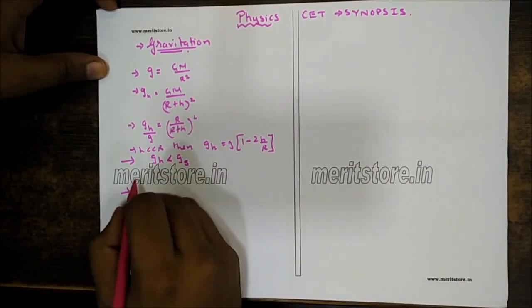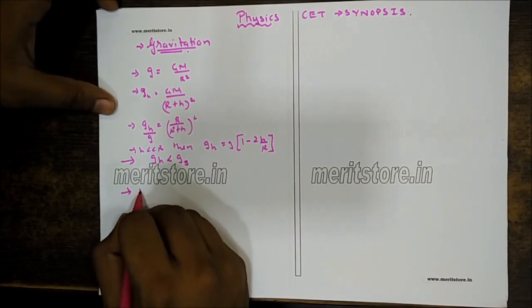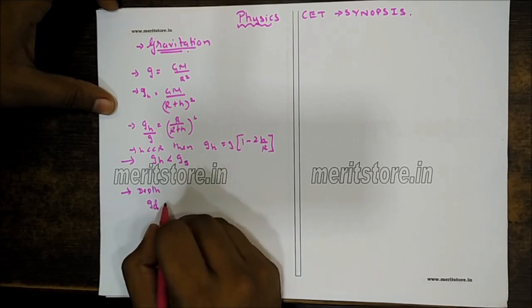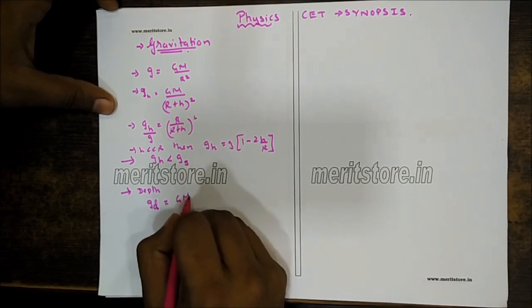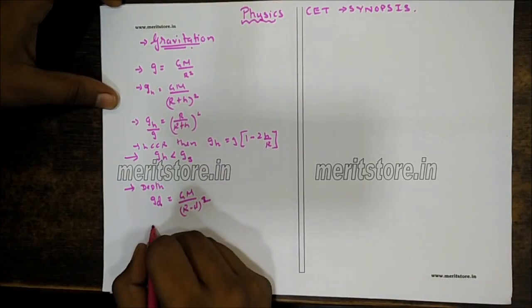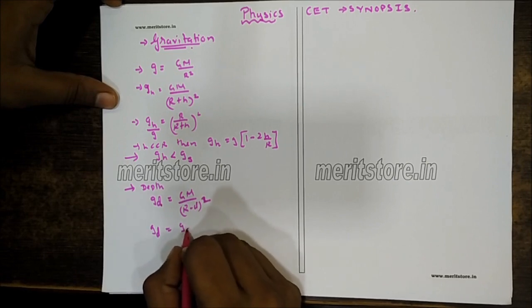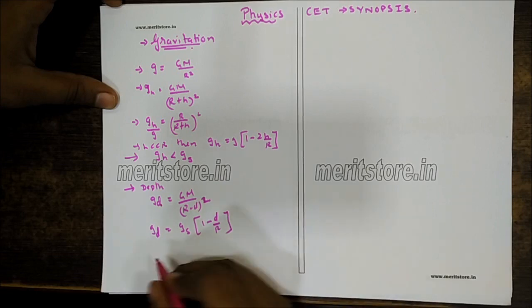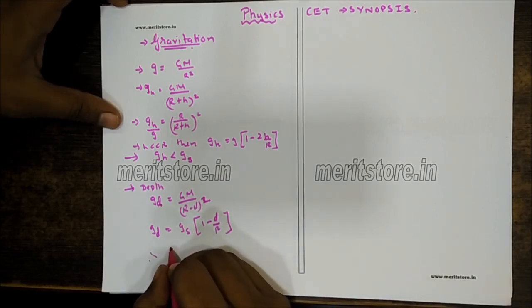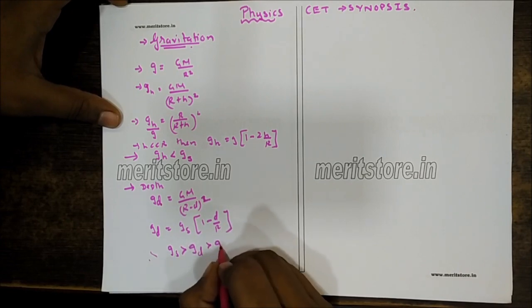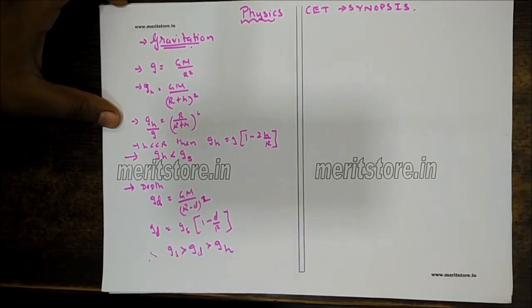The next important thing is variation of g due to depth. We'll talk about g_d over here. The g_d is given as GM upon (R minus d) the whole square. g_d and g are related as 1 minus d by R. Also, the thing to be remembered is g_s is greater than g_d is greater than g_h. So this is the relation between all the three accelerations due to gravity.